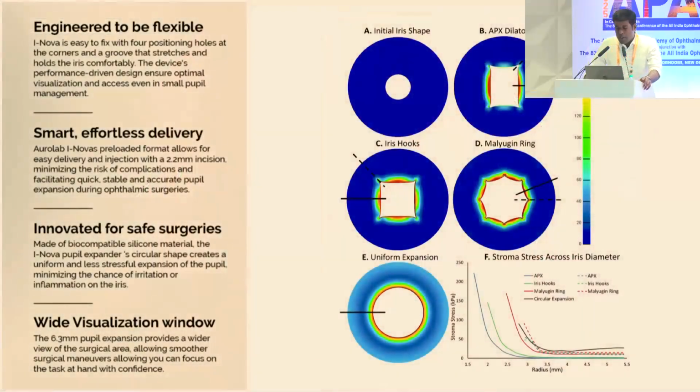To summarize, this biocompatible silicon-based device, iNova, helps with smoother insertion and delivery. Its circular configuration results in uniformly round pupil dilatation. It provides 360-degree contact with the iris, achieving 6.3 mm dilatation. This device provides an excellent working space and at the same time prevents inadvertent iris damage. Compared to all devices, it is very economical also.